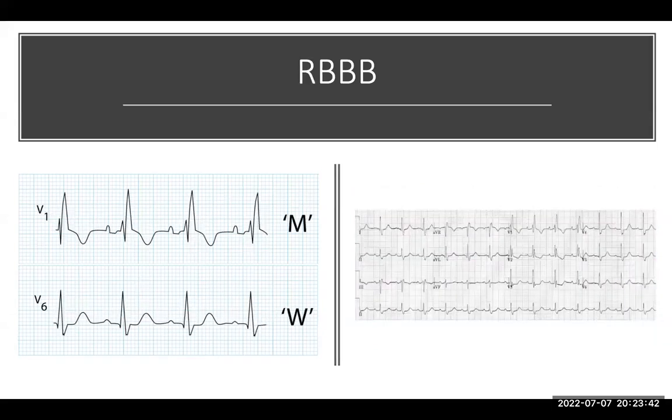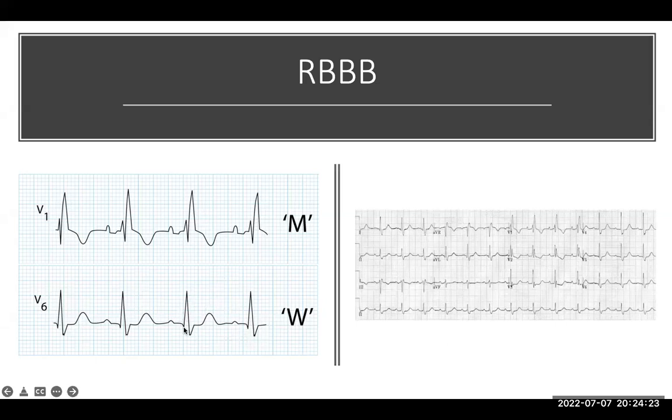Right bundle branch block is the opposite. This time, we have a block in the right bundle. So electricity travels in the left bundle, the left ventricle is stimulated, then the electricity comes back to the right ventricle to stimulate it. Again, the same thing, the delay here. This one we call Marrow. Why we call it Marrow is because the first letter M happens in V1 and it looks like M. Again, the same logic, it's notched. So a notched R wave in V1, which is the opposite of what was happening in left bundle branch block, and then a W pattern, which is seen in V5.